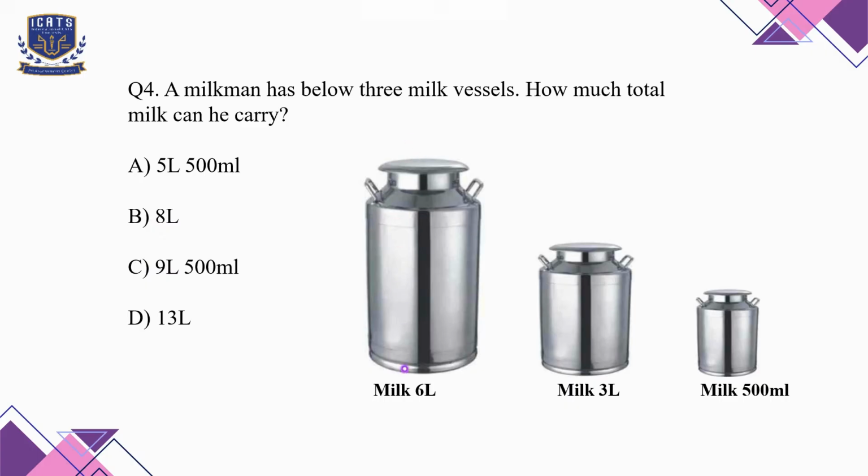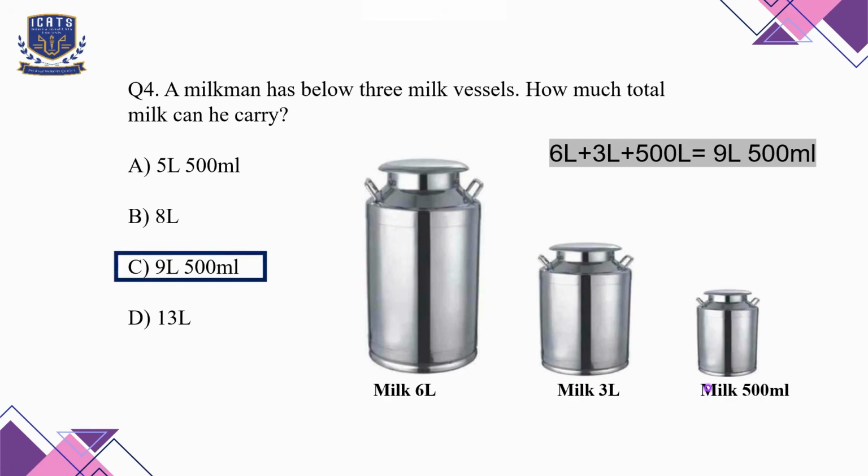So here we can see that in the biggest vessel there is 6 liters of milk. In the middle vessel there is 3 liters of milk, and in the smallest vessel there is 500 milliliters of milk. And if we add these values, the total is 9 liters and 500 milliliters. So we will select option C here.